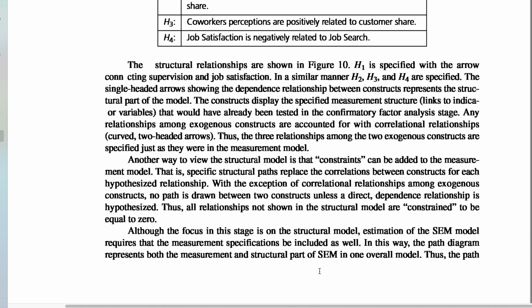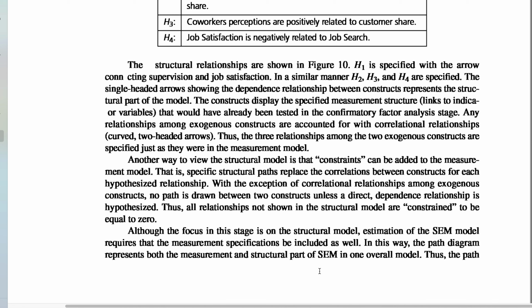The constructs display the specified measurement structure linking the variables that were already tested in the confirmatory factor analysis stage. Any relationships among the exogenous constructs are represented with correlational relationship double-headed arrows. Those three relationships among the two exogenous constructs are specified just as they were in the measurement model. Another way to view the structural model is that constraints can be added to the measurement model. That is, the specified structural paths replace the correlation between the constructs for each hypothesized relationship, with the exception of the correlational relationships among the exogenous constructs.